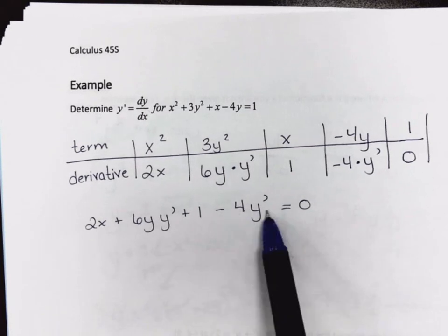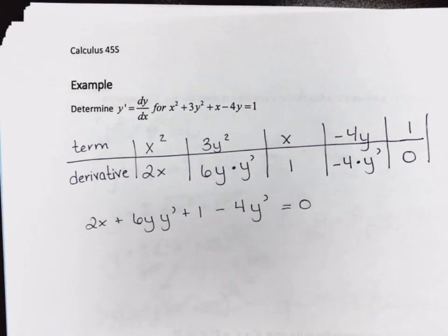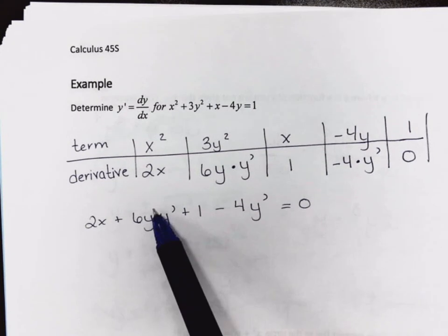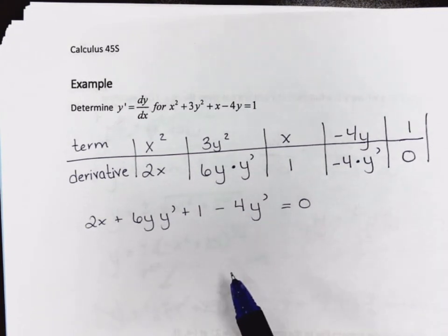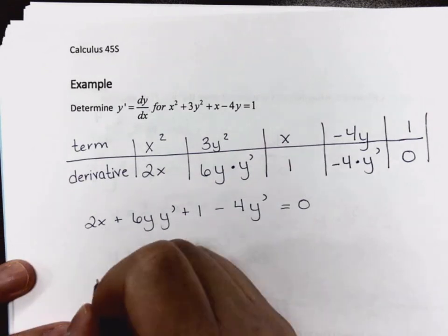So we have 2 y primes, you can see that, but we can't combine those terms because this has a coefficient of 6y, this one has a coefficient of 4y. So we're going to treat it kind of like logarithms. We're going to put all the y primes on one side and everything else on the other side, and we're going to common factor that out.